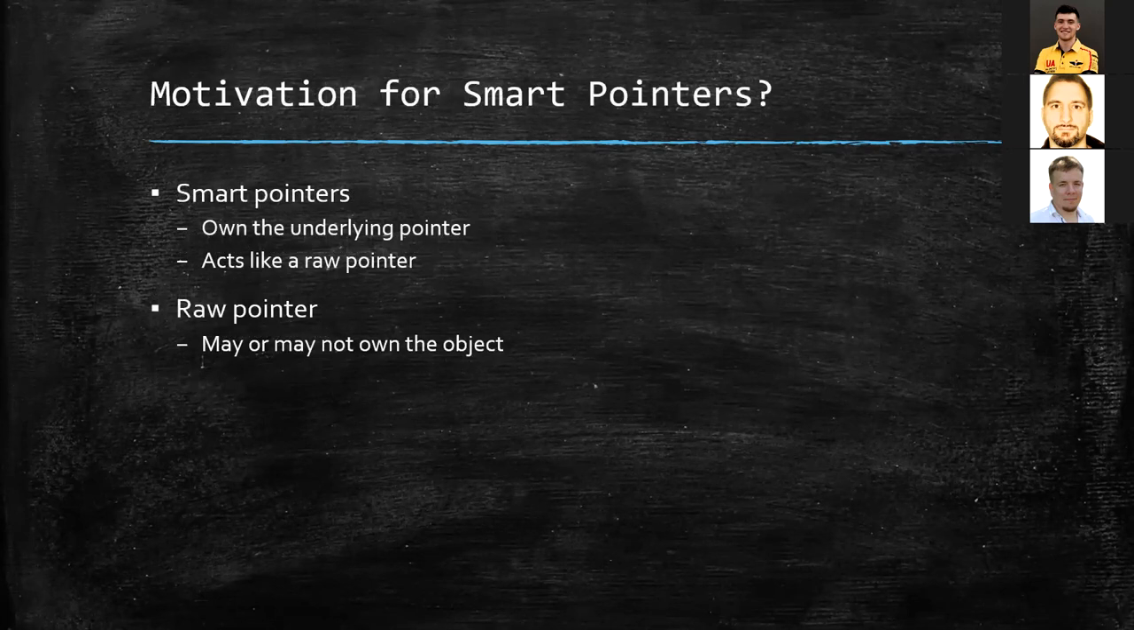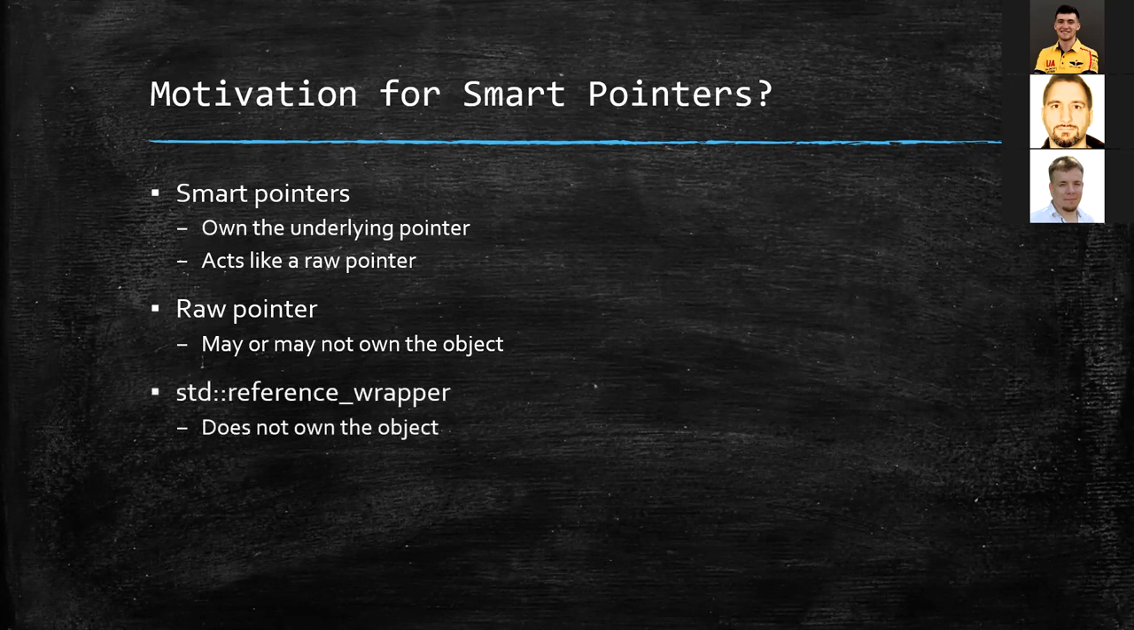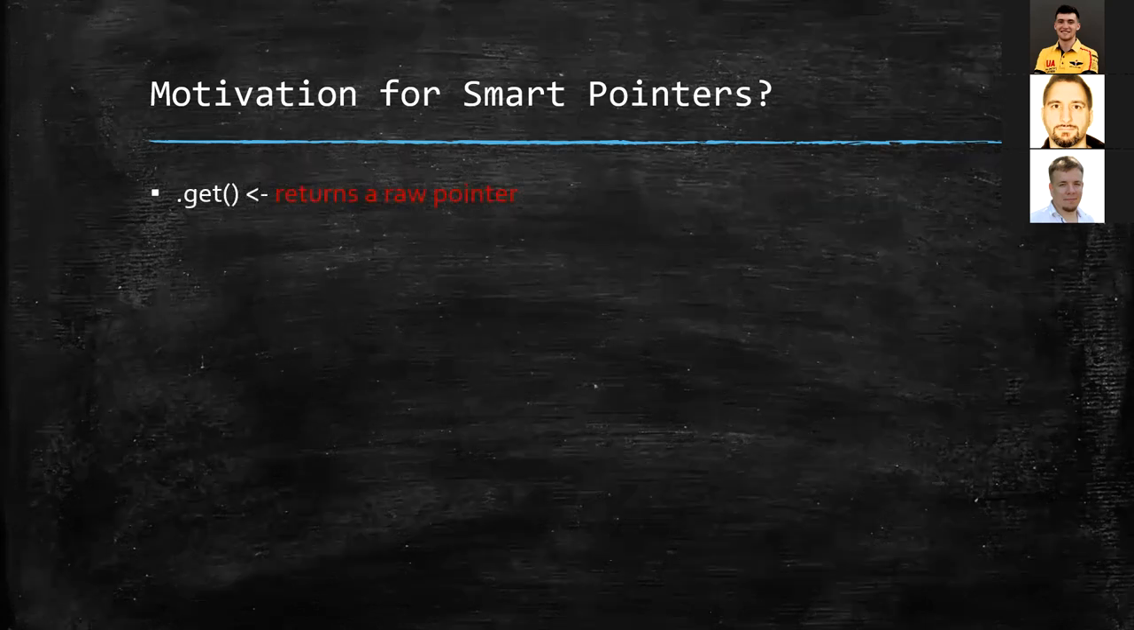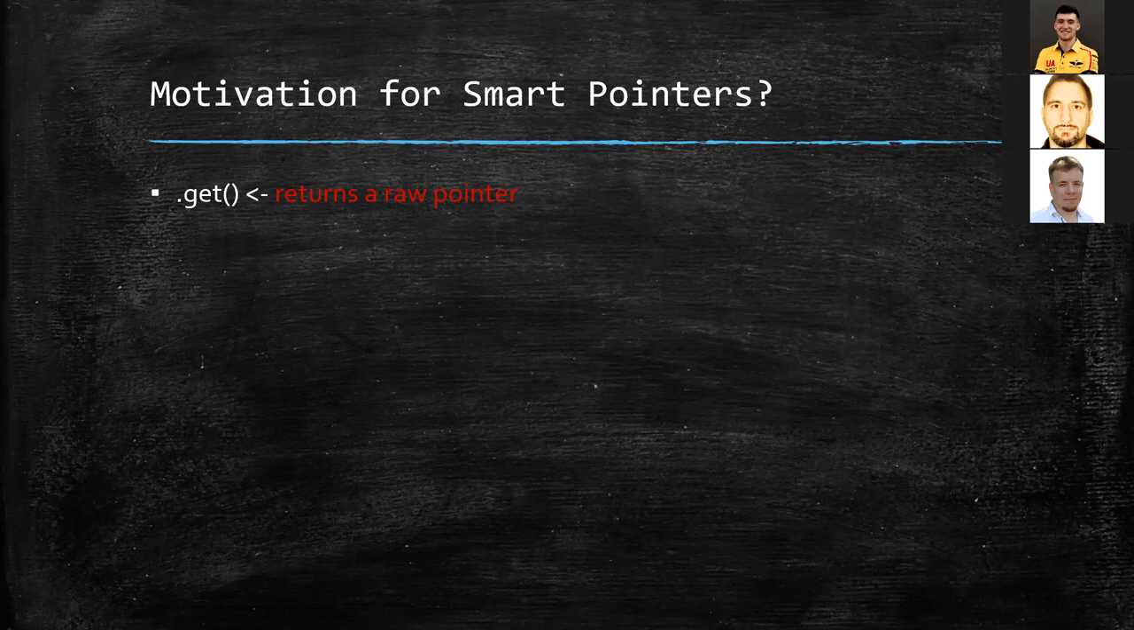Well, the main motivation for smart pointers is ownership. Smart pointers own the underlying pointer. Those prevent the most common problems which arise when using raw pointers, as raw pointers may or may not own the object. With all the overloaded operators there, smart pointers act like they are raw pointers. In contrast to the previously mentioned reference wrapper, this construct does not own the object. Smart pointers do try to prevent ownership problems, but a programmer must still take extra care when handling those constructs, as it is possible via the get function to return the raw pointer.